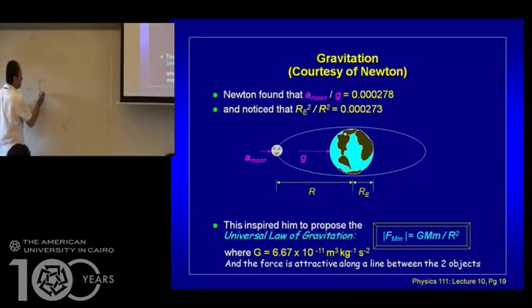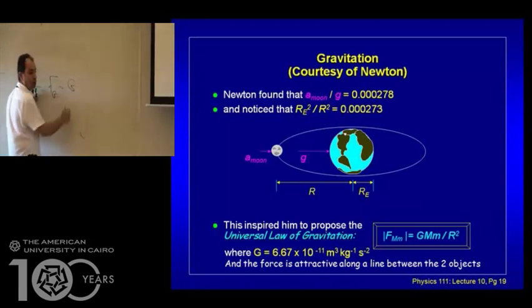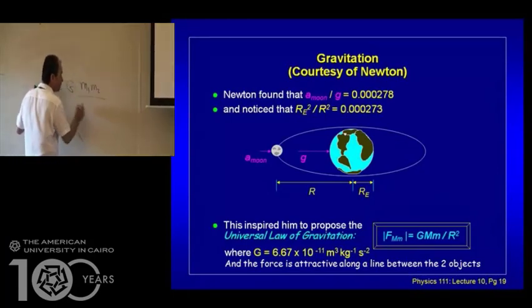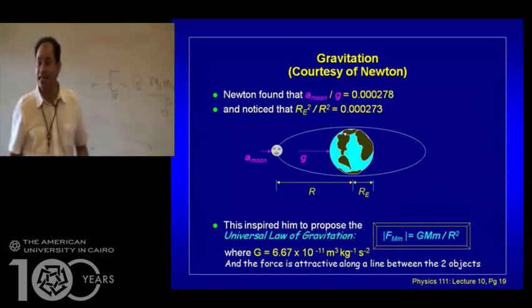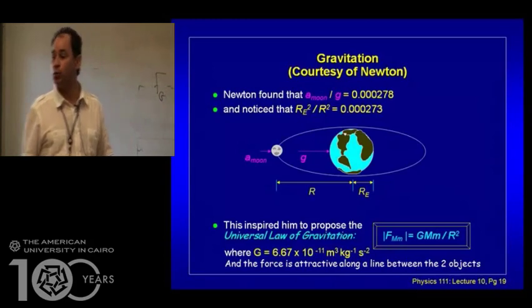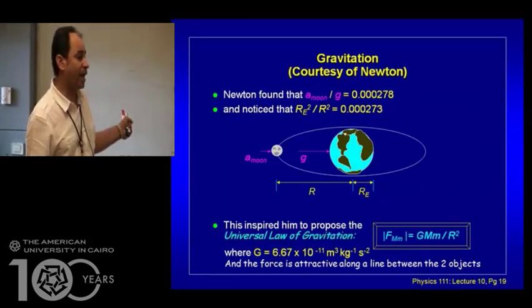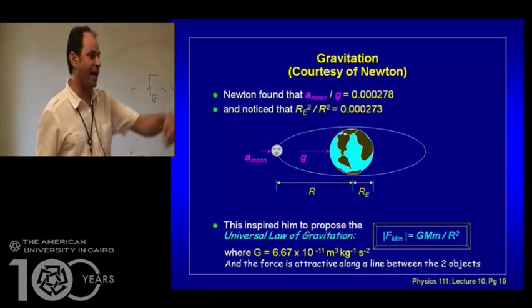The gravitational force between any two objects will equal a constant G, and I will give you the value for that constant in a minute, times the mass of the first object times the mass of the second object, divided by the distance between them squared. This is the gravitational force between any two objects. So I'm going to apply that now to the force from Earth on Nagy.